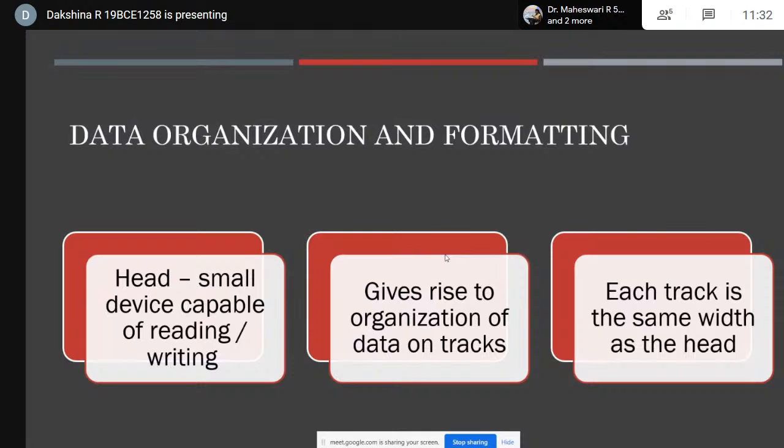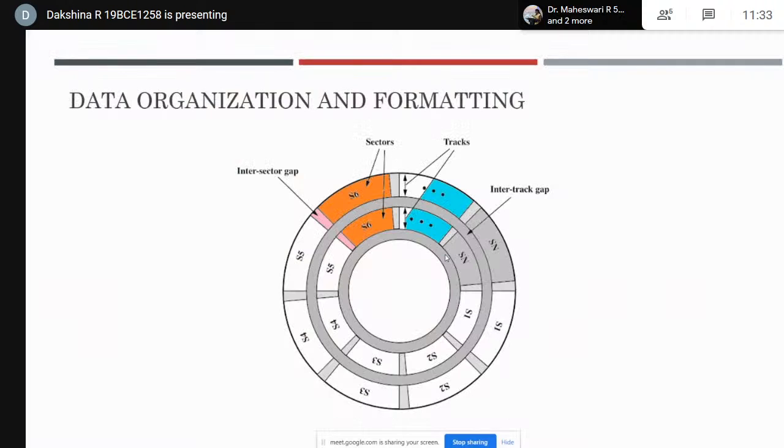Now it's about the head. The head is a relatively small device capable of reading from or writing to a portion of the platter rotating beneath it. This gives rise to the organization of data on the platter in a concentric set of rings called tracks. There are thousands of tracks per surface. Next slide. So this is the structure of the disk data layout.